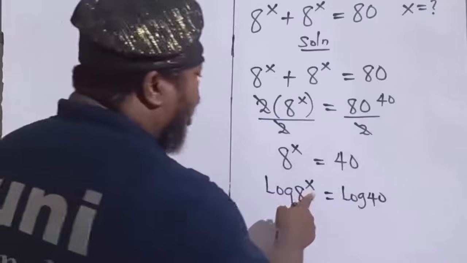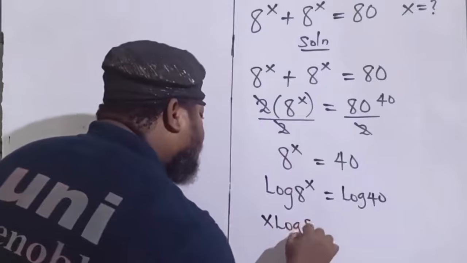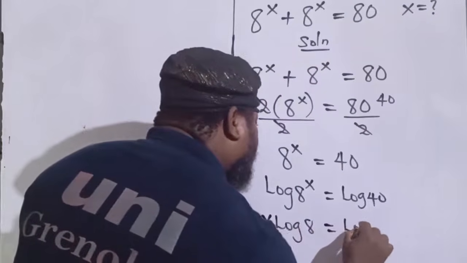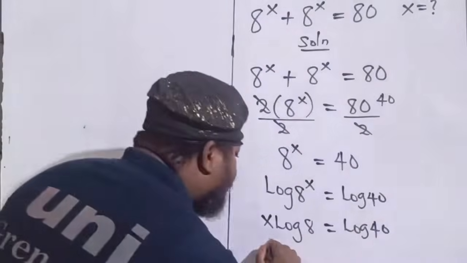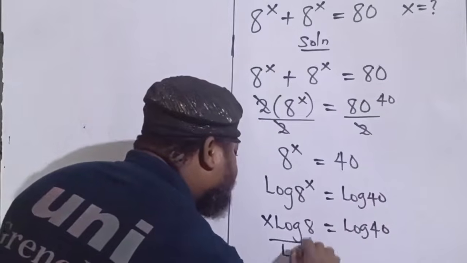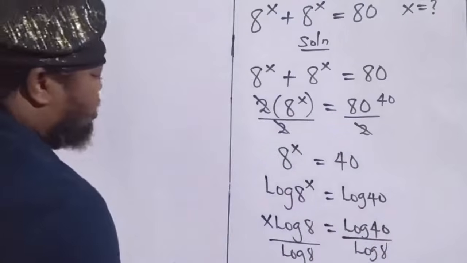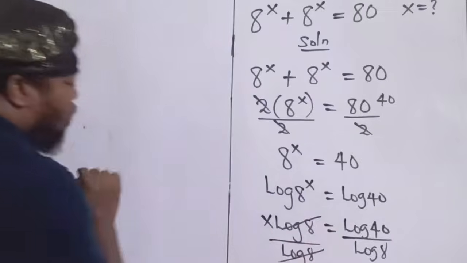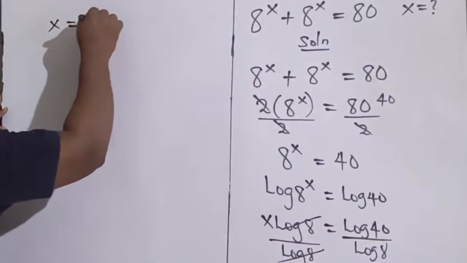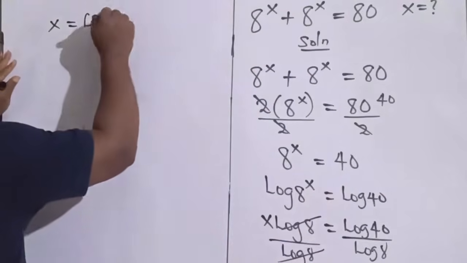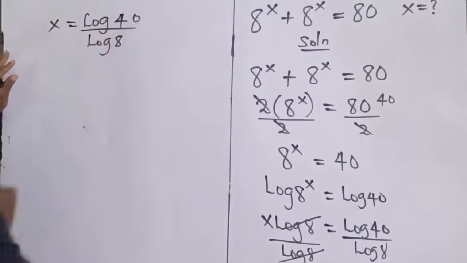Now this power can actually come to the front here. I'll now be having x log 8 is equal to log 40. The next step is to divide both sides by log 8. Now let's come to this side. This will take care of this actually. I'll now be having that x is equal to log 40 over log 8. You see that now?